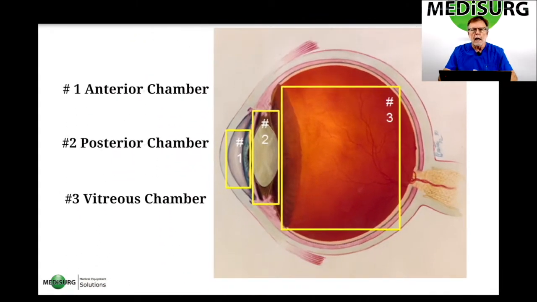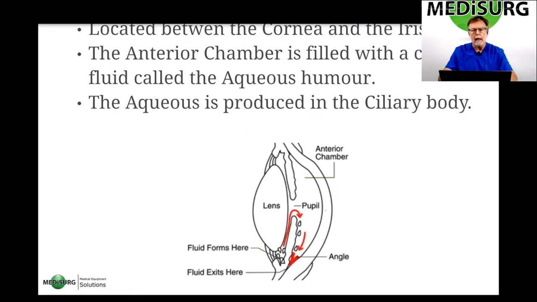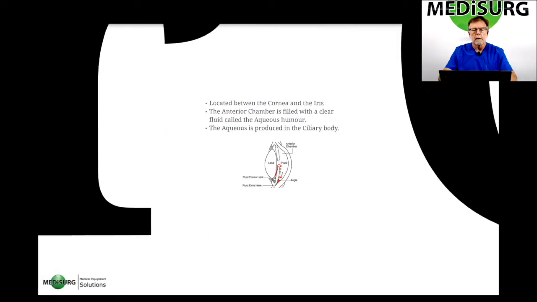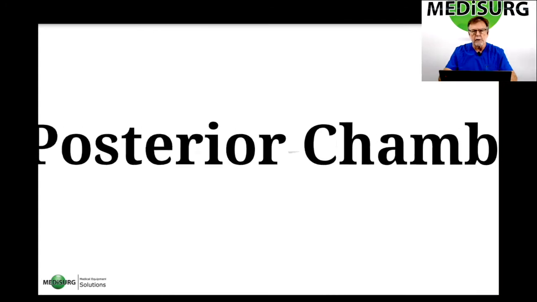So here is the eye. We're going to break it down into three major parts. We have the anterior chamber, posterior chamber, and the vitreous chamber. The anterior chamber is located between the cornea and the iris. The anterior chamber is filled with a clear fluid called aqueous humor, and the aqueous is produced by the ciliary body. The posterior chamber is a space between the iris and the vitreous chamber.